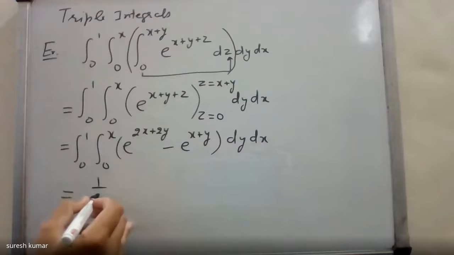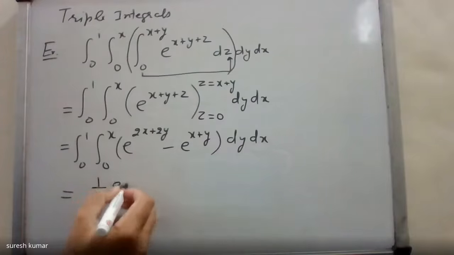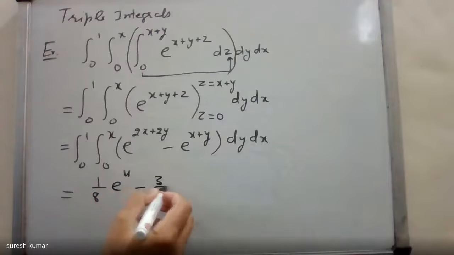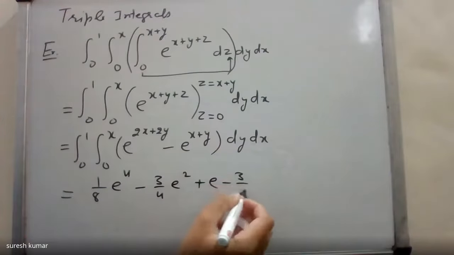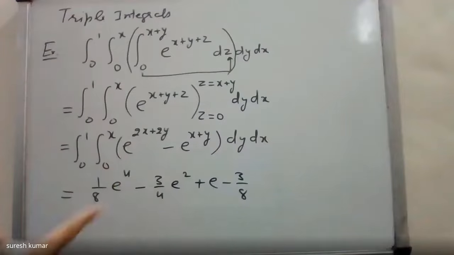I'm writing the answer. Do this exercise yourself. 1 over 8 e power 4 minus 3 over 4 e square plus e minus 3 over 8. So after doing the calculations of this double integral, you should get this answer. If you get something different, let me know.